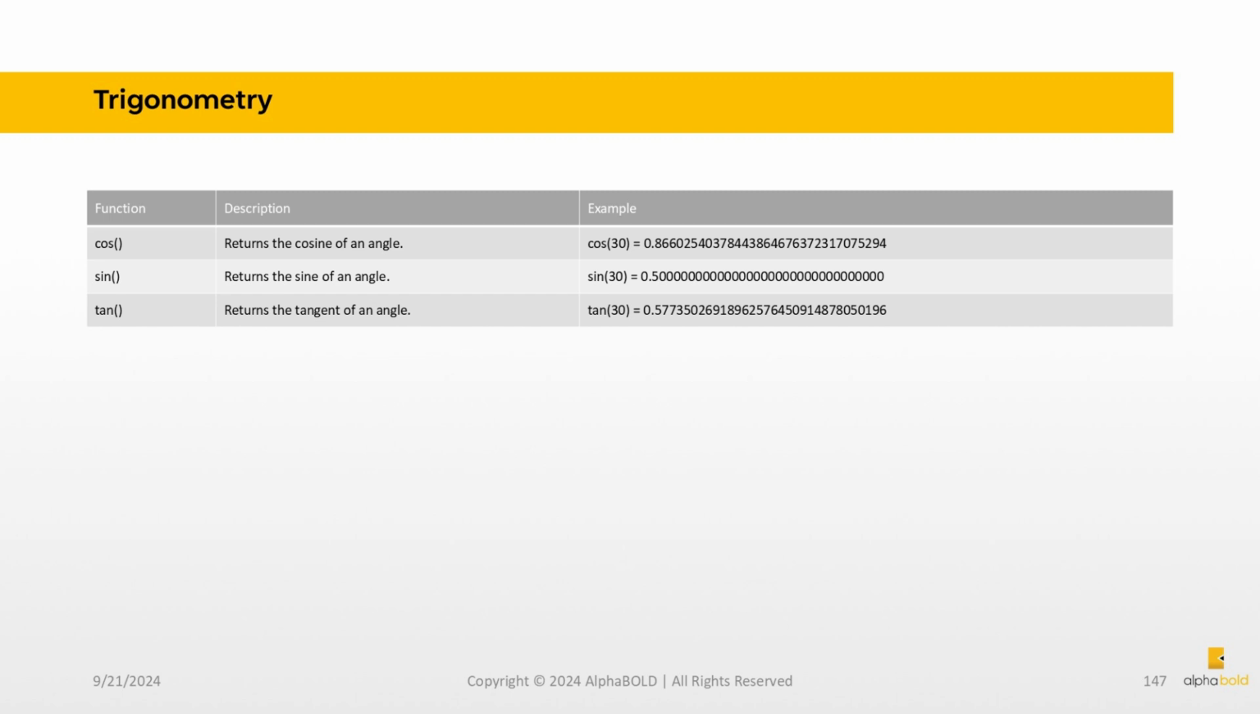Trigonometric functions are used for calculations involving angles and triangles. The cos function returns the cosine of an angle in radians. Similarly, sin returns the sine, and tan returns the tangent of the given angle. These functions are essential for applications involving geometry, physics, and signal processing.